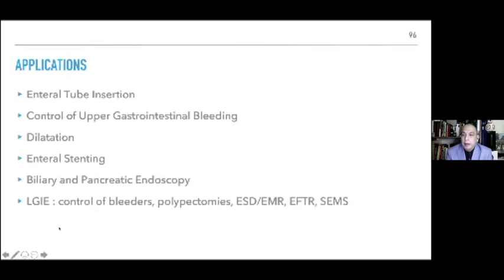Now, other applications of endoscopy would be insertion of enteral tubes, but you know, the application of the scope in surgery is limitless, and these are just some examples: enteral tube insertion, control of bleeders, dilatation of strictures, as mentioned earlier, stenting, and of course, the pinnacle of endoscopy is biliary pancreatic endoscopy, but now I think it's more on interventional endoscopic ultrasound. Of course, in lower GI endoscopy, there's the same thing. We control bleeders, polypectomies, and do some dissection or excision of early tumors, early colonic neoplasia.